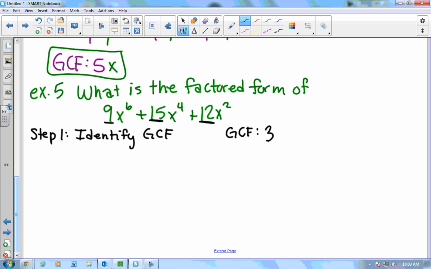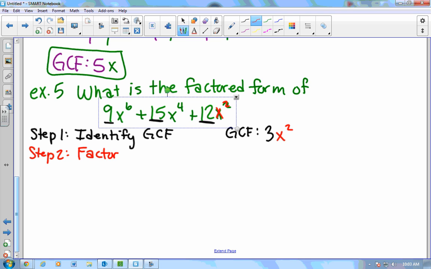Now let's look at the x's. This one has 6 to give, this one has 4 to give, this one has 2 to give. So at most, they all can give how many? 2. It's always that little one. X squared. So the greatest common factor is 3x squared, which is not our answer because now we're going to actually factor it out. Step 2.